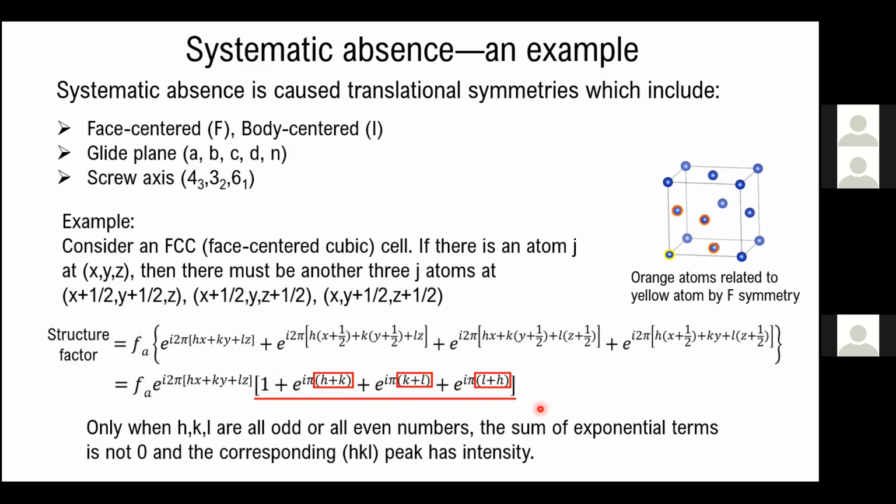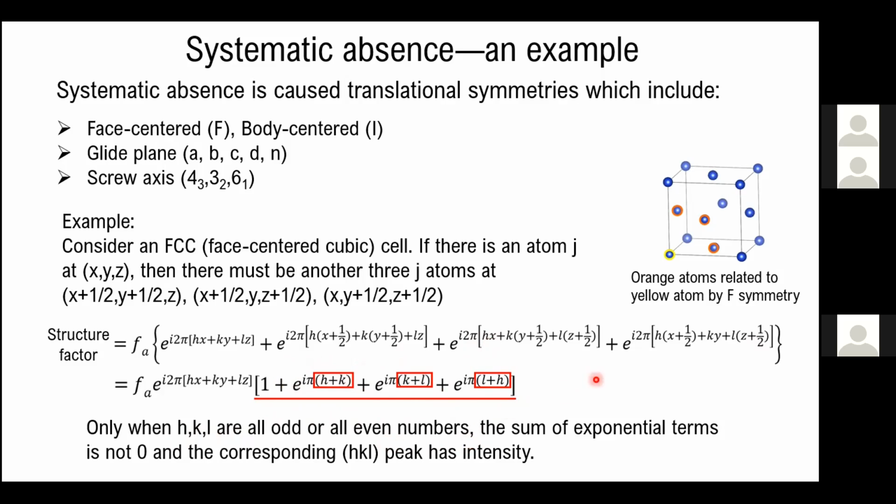And specifically in this phase term, we have this h plus k, k plus l, and l plus h. And then we realize that only when they're all even, this term will not be zero. Otherwise, we will have -1 here, and the whole term will be zero, right? To avoid that, these three terms cannot add up to -1. And the guarantee of that only comes when HKL are either all odd or all even numbers, right?